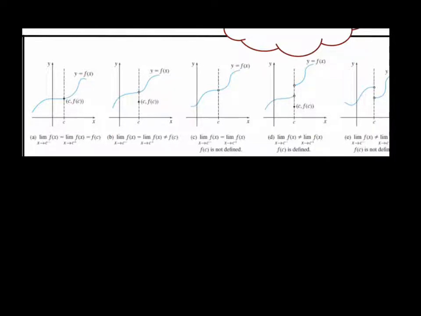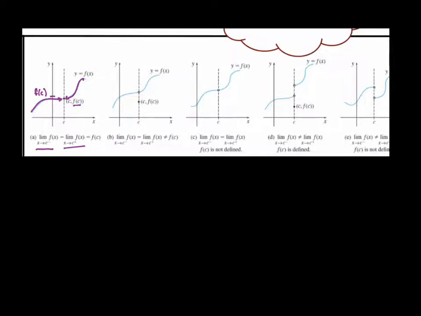I'm going to talk about them one at a time, so I'm going to zoom in on A. We have a graph, and it has a point right here at c, f of c. If we look at the limit coming from the left and the limit coming from the right, those are equal. Let's say this is f of c, the y. Then they both are going to f of c, so they equal f of c. But f of c also equals f of c.